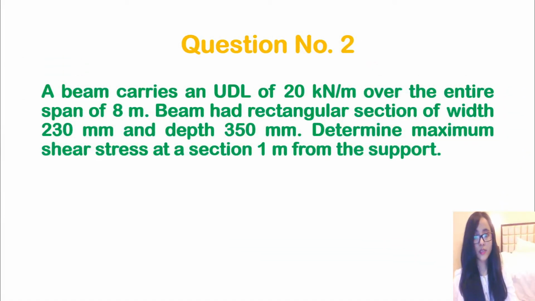Let us solve the second numerical. A beam carries a UDL of 20 kN per meter over the entire span of 8 meters. The beam has a rectangular section of width 230 mm and depth 350 mm. Determine maximum shear stress at a section 1 meter from the support. So let us get started with this numerical also.